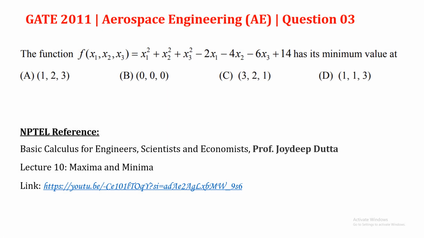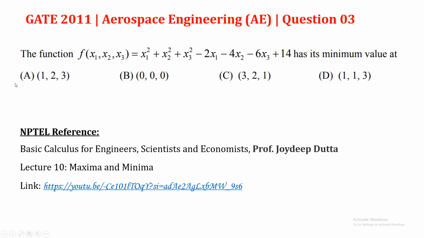Hello everyone, let's solve a problem from GATE 2011 Aerospace Engineering paper, question number 3. This is a question from maxima and minima, from the topic of calculus in mathematics. The function is given in a 3 coordinate system, x1, x2 and x3, and the function is x1 square plus x2 square plus x3 square minus 2x1 minus 4x2 minus 6x3 plus 14, has its minimum value at dash.